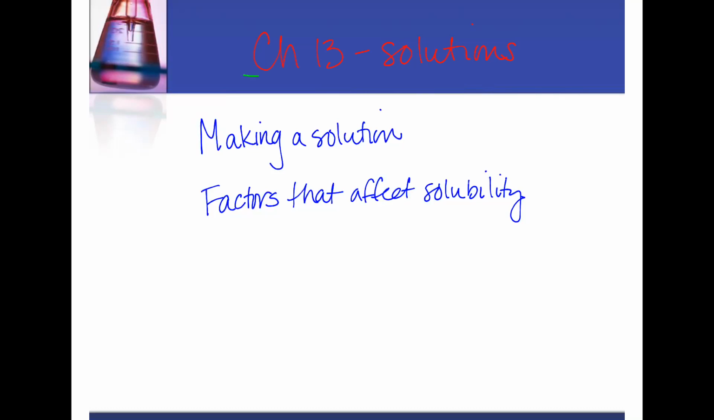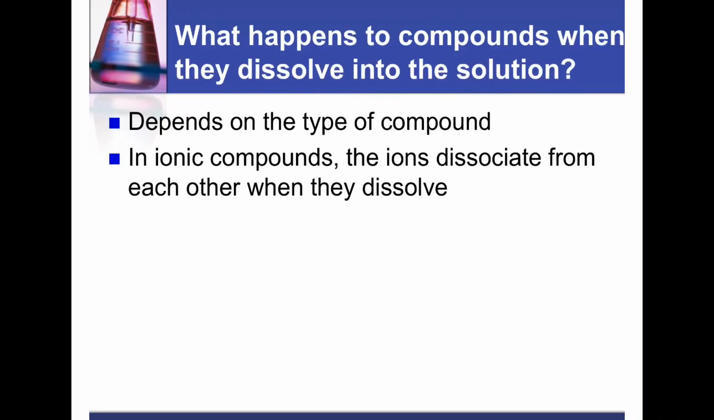This is our video for Chapter 13 about what it takes to make a solution and factors that affect solubility. First, I want to review what happens when you put a solute into a solvent. What happens to compounds when they dissolve into the solution? That really depends on the type of compound. Our choices are ionic or covalent.